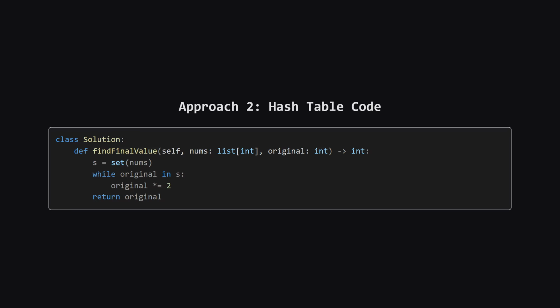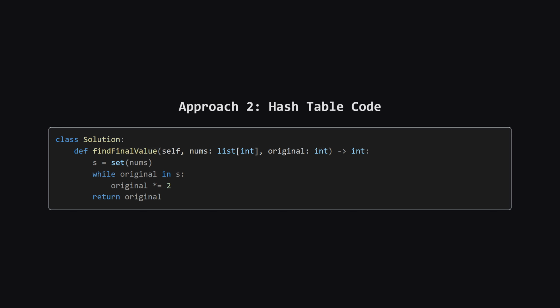Then, we use a while loop. This loop's condition is really simple and readable. It just says, as long as our original number is in the set. If it is, we go into the loop and multiply original by 2. Then the loop checks again with the new number. The moment it checks for a number that isn't in the set, the loop stops, and we just return the final original value.